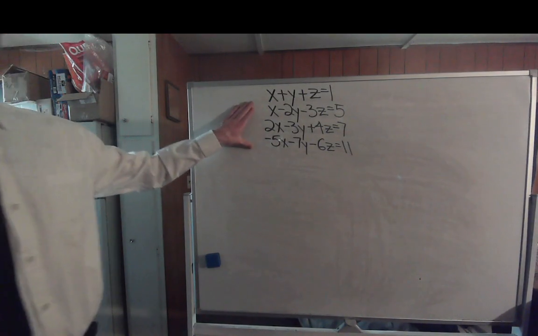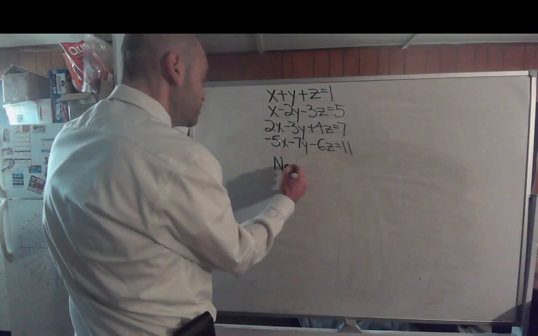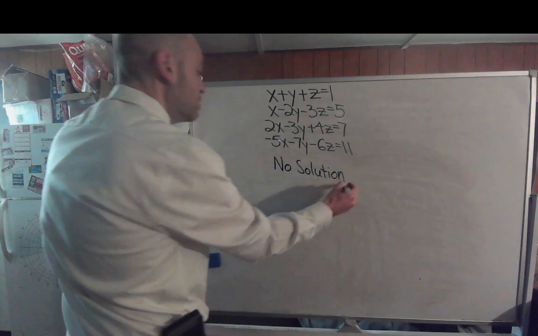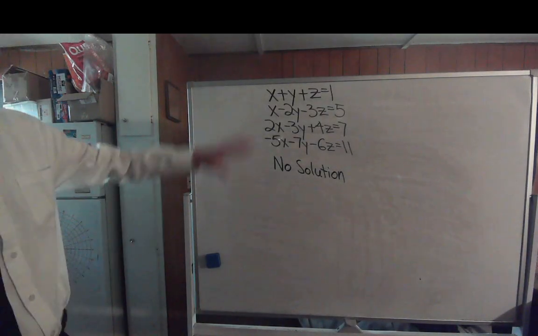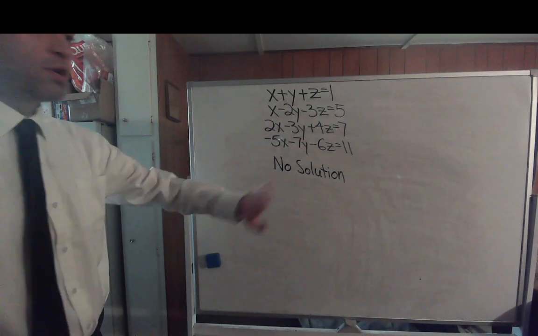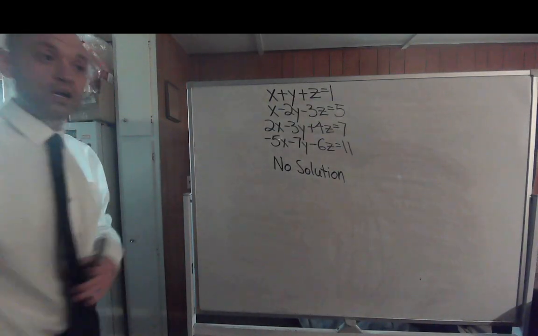If that ever happens, there's no solution. You don't have to bother with elimination. There's going to be no solution. If you ever have more equations than you have variables, there's no solution. So that's going to save you a lot of grief right there.